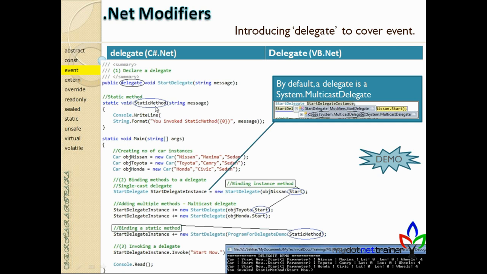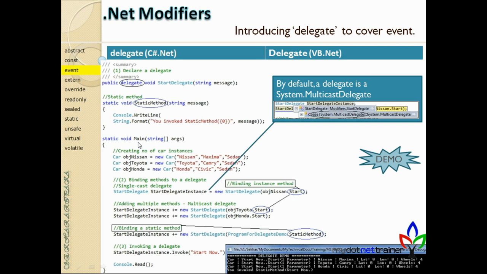It can be any name, of course, and it takes one parameter of type string. Of course, the name of the parameter doesn't matter; the type of the parameter matters. This is like our overloading principle, wherein the type matters, not the name of the parameter. So it should match the delegate's signature, and that's one method we have.